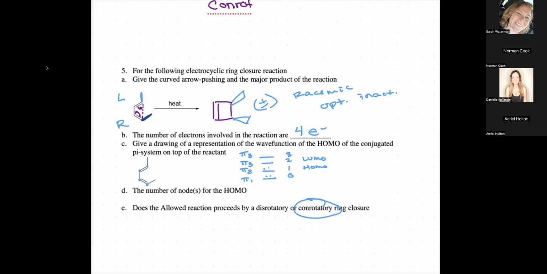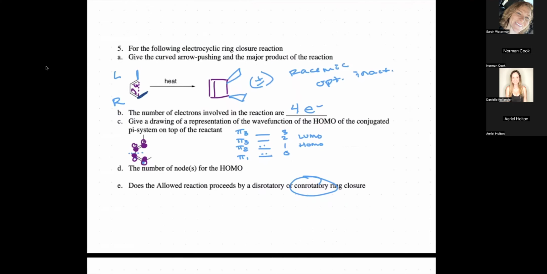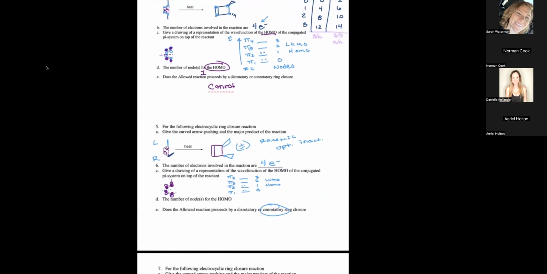And then all we will do is choose to put the node there to split the molecule in half. And then I'm just going to add my pi systems on top. And if we have 1 node, we just have 1 flip. There, those are pi systems on top of the reactant. So far, so good? Number of nodes we decided is 1.